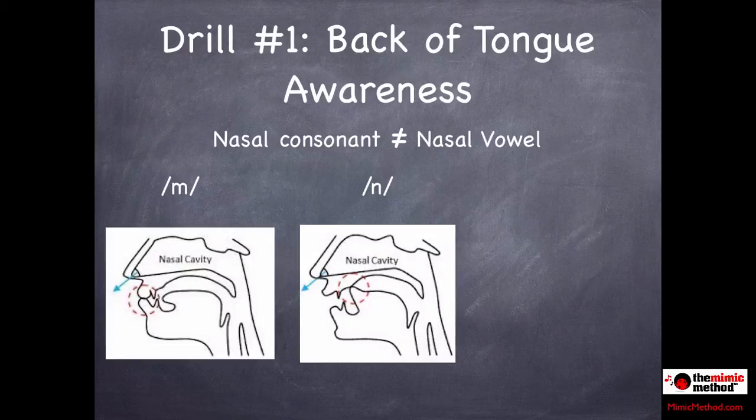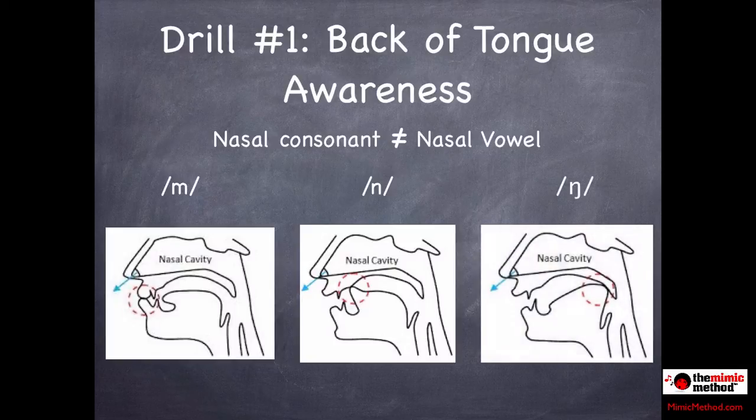For m, you are blocking airflow by closing your lips. For the n, you are blocking airflow by pressing your tongue against the back of your upper teeth. But there is a third way to block airflow out of the mouth, by pressing the back of your tongue against the velum. That's this sound here, nga, nga. Try to hum with your mouth open and you will naturally do this sound.